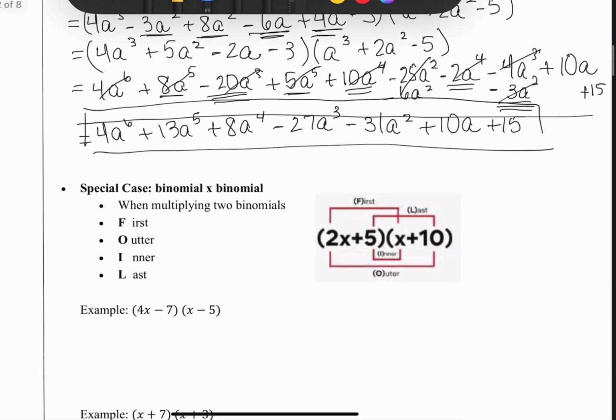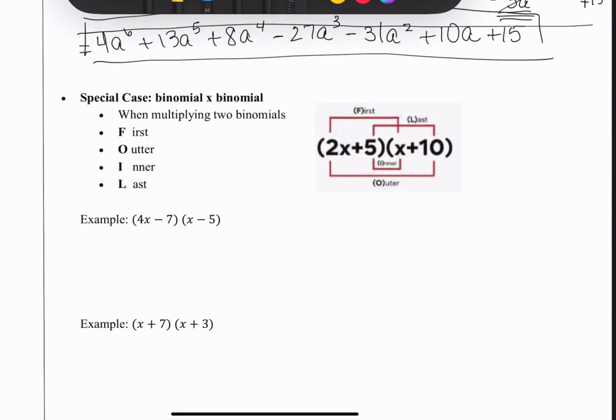Now, there's a very special case. The special case happens anytime you have a binomial times a binomial. And what we've come up with over the years is this mnemonic device to help us remember how to distribute. So hopefully you all know how to distribute, and you're not really needing a mnemonic device for that.